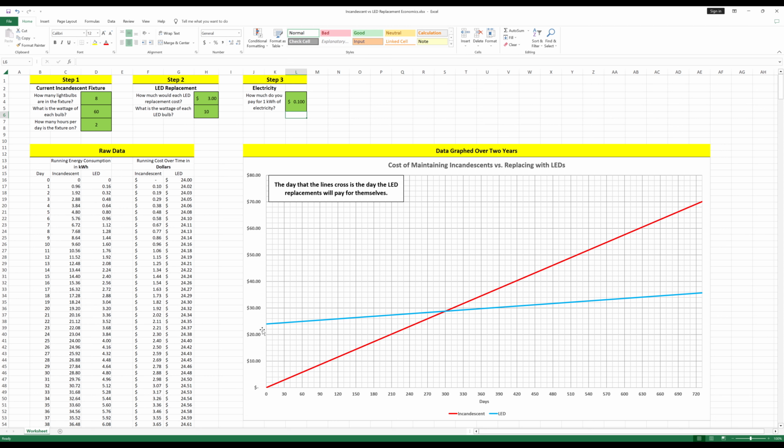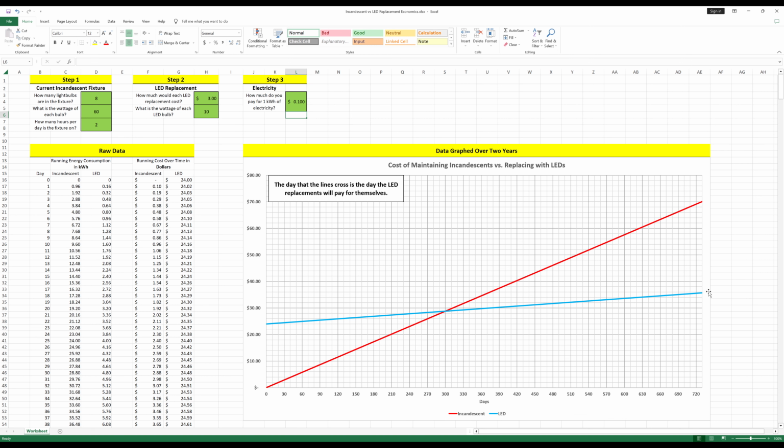But of course, the cost for electricity is drastically different. You can see that in the difference of the slopes, where incandescent is much steeper than LEDs, which allows the lines to cross. And as you can see in this note up here, the day that the lines cross is the day the LED replacements have broken even, in this case around day 300, so not even a year, 9 to 10 months in. The LEDs have cost you over time the same as the incandescents would have if you had just ignored the LEDs entirely. But every day past then, the LEDs end up saving you money.